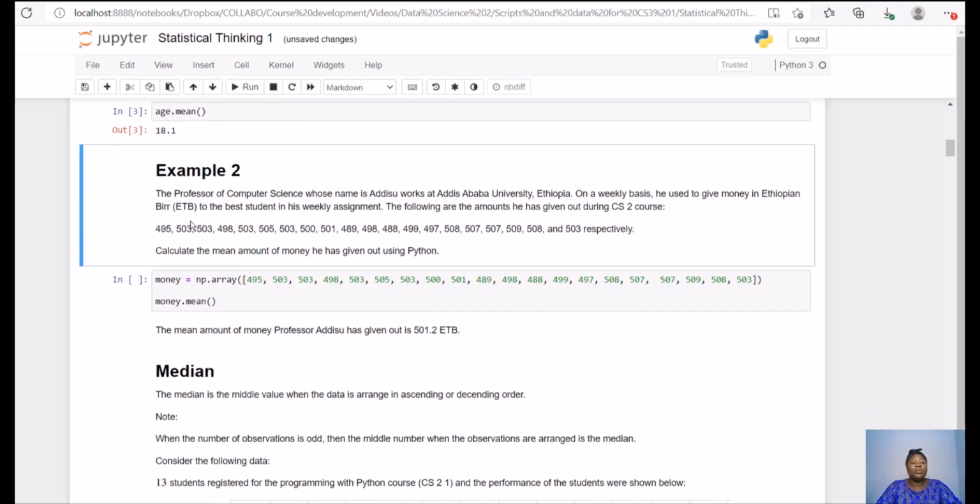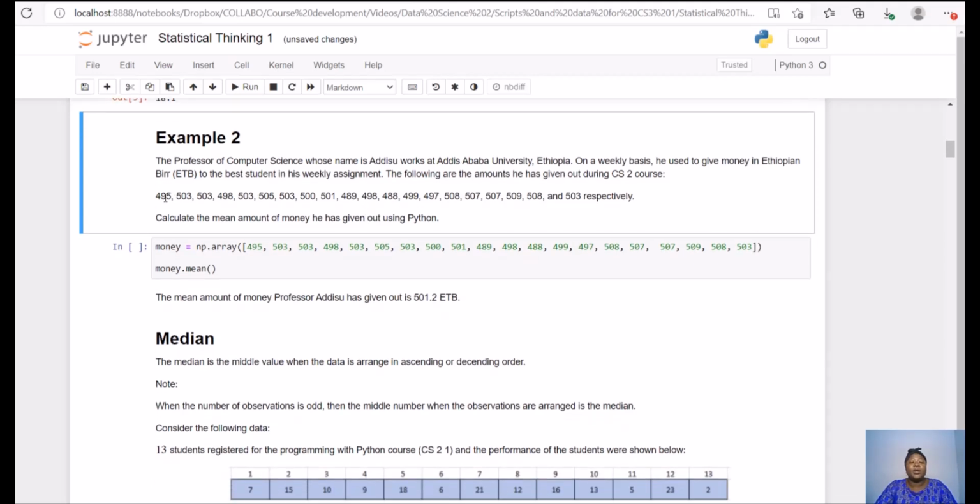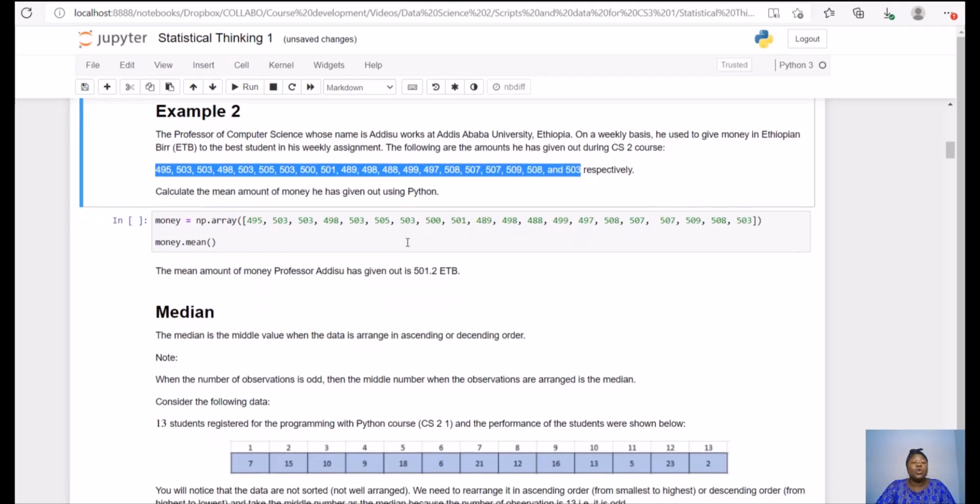So another example is of a professor of computer science whose name is Adisu. He works at Addis Ababa University, Ethiopia. So on a weekly basis, he used to give money in Ethiopian birr to best students in weekly assignment. So these are the bonus that he used to give, the money that he used to give all of the students respectively. So we want to find or calculate the mean of the tips, the bonus that he used to give students on a weekly basis.